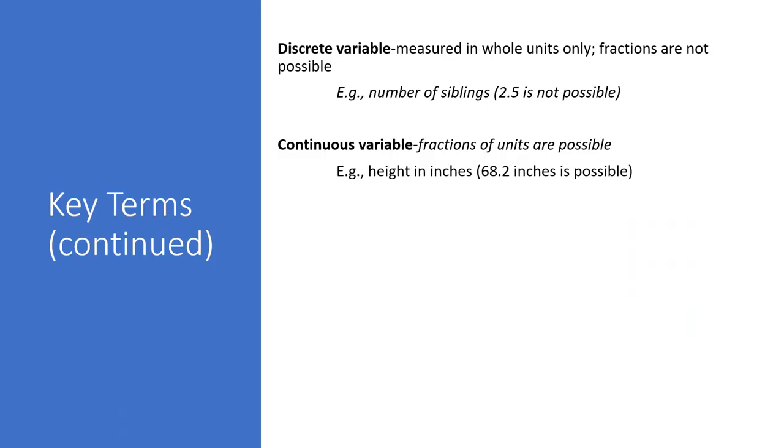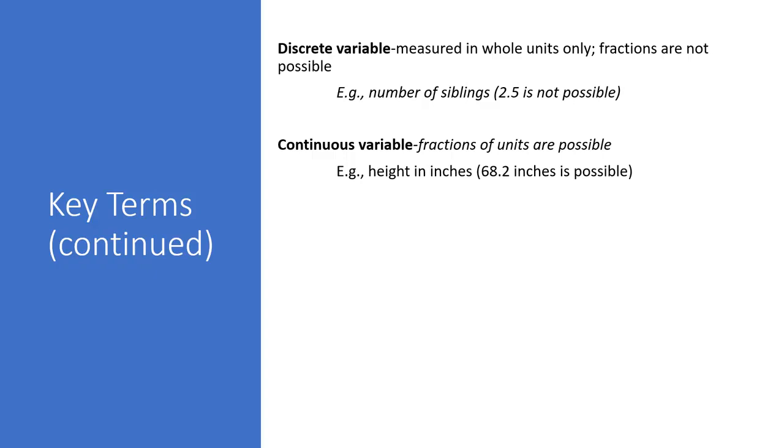Two other terms you should be familiar with are a discrete variable and a continuous variable. A discrete variable is simply a variable that can only be measured with whole numbers. So, for example, the number of siblings someone has: you can't have half of a sibling. You either have one or you don't. So it doesn't make sense to think about siblings as decimals or fractions. A discrete variable is something that can only happen in whole numbers.